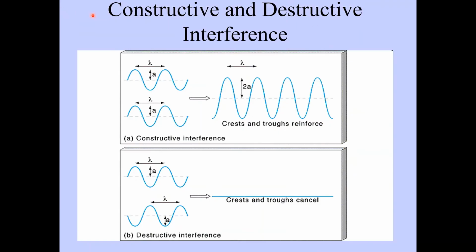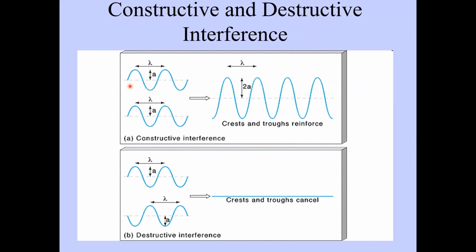The most important effect of superposition is called constructive and destructive interference. Constructive interference occurs when we have two waves that are in phase. And what we mean by in phase is that the peaks of both waves line up in time and in space too, and they're in the same position. And notice the troughs also line up.